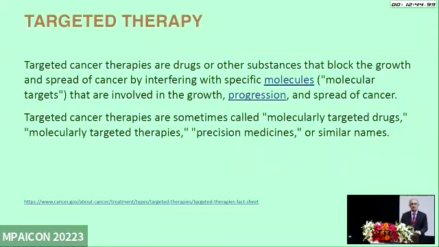Targeted therapy, again, has been talked about by my previous speakers. These are drugs or substances that block the growth and spread of cancer by interfering with specific molecules, which are referred to as biomarkers, and they're involved in the growth, progression, and spread of cancer. There are some other terms that are used for targeted therapy, including personalized medicine, precision medicine, and molecularly targeted therapies. I like the term personalized medicine.